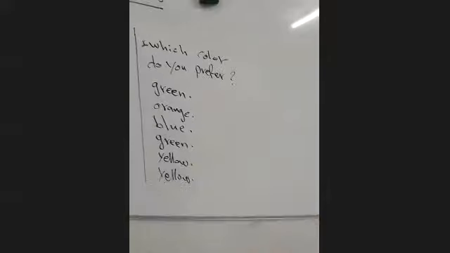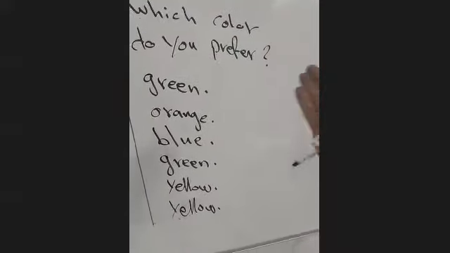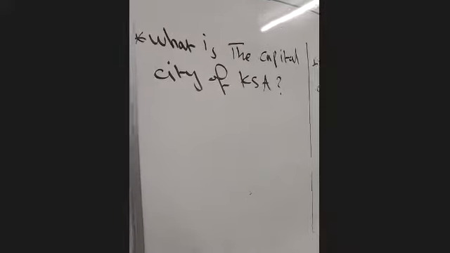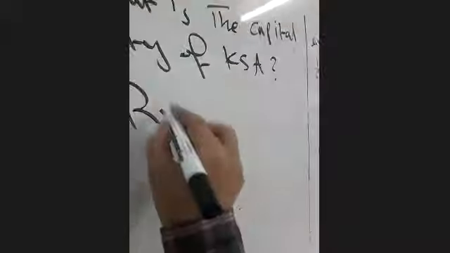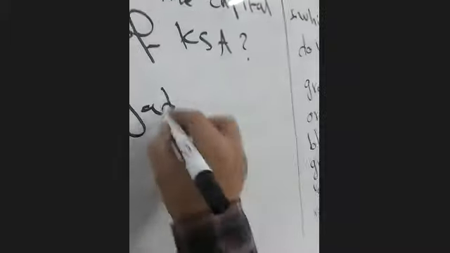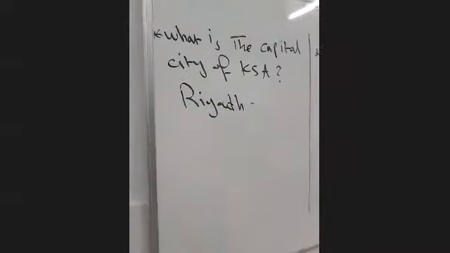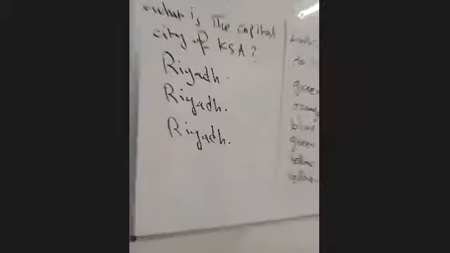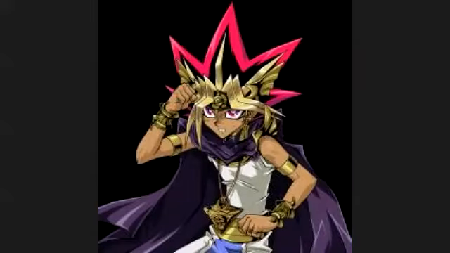So here I asked your friends, guys, which color do you prefer? One of them said green, orange, blue, yellow. Okay. I will go to Omar Koshak. Are you with me? Yes. What is the capital city of KSA? Riyadh. Right? I will ask Nidal, what is the capital of KSA? It is Riyadh. Mr. Najm, what is the capital of KSA? Riyadh. Amr, what is the capital of KSA? It is Riyadh. And if I ask any one of you, he will say it is Riyadh.